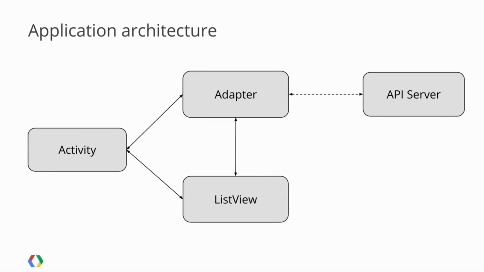On the client side, again, we have a pretty typical application architecture. We've got an activity. It holds an adapter and a ListView. The adapter loads data from the network from the API server and manufactures views for the ListView upon request.